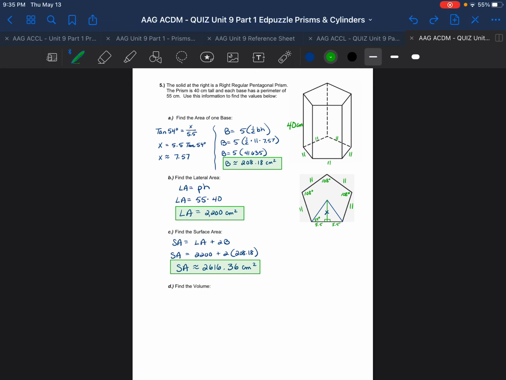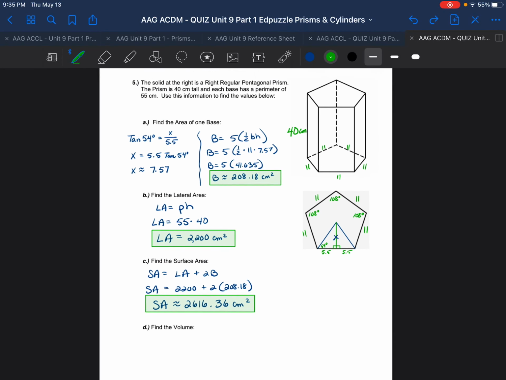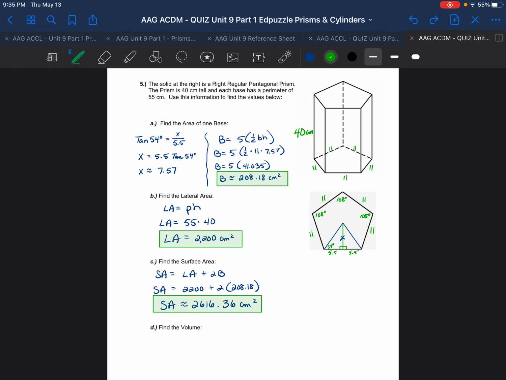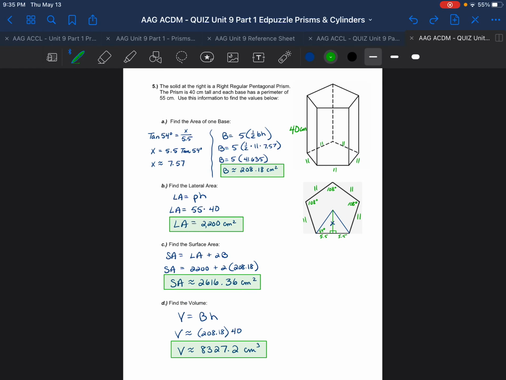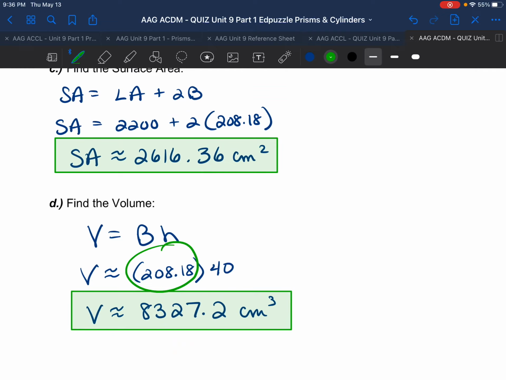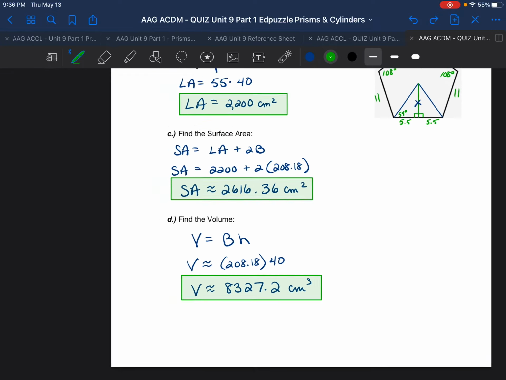All right, our last question for the quiz, guys. Let's stay strong here. Please find the volume of this entire prism. Okay, boys and girls, the volume will be found using the formula V equals capital BH. Area of the base was 208.18. The height of the prism was 40. We multiply that, and we find our volume to be 8,327.2, or anything close to that rounding.